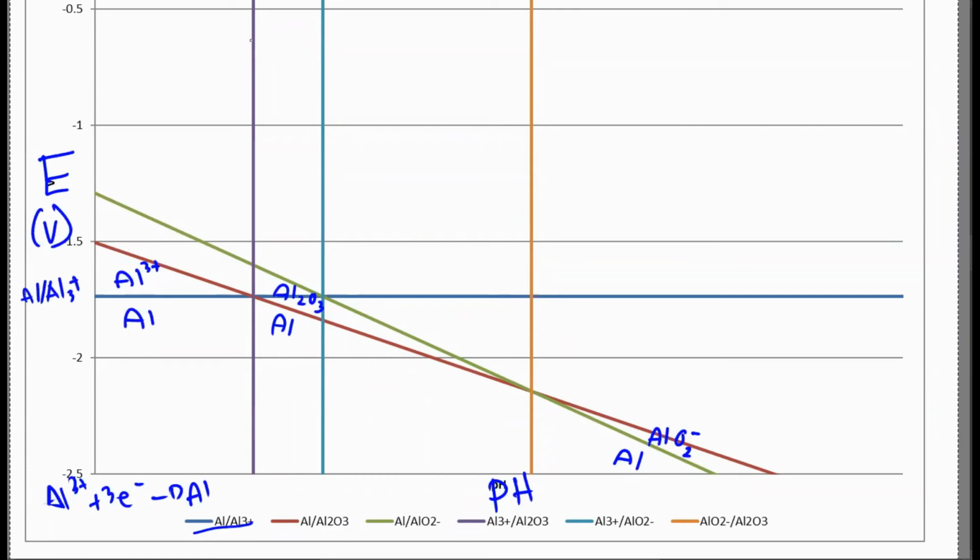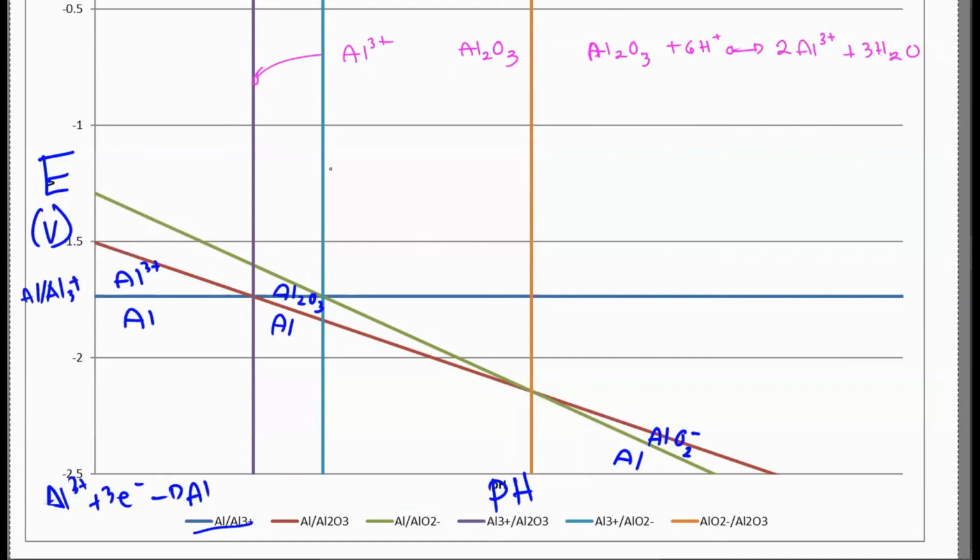Now, for the lines that are vertical, we need to look at their reactions. We will use Le Chatelier's principle. So let's look at this line here. This line is from Al3+ to, sorry, Al2O3. So in our expression for this reaction, we have Al2O3 plus 6H+ to form 2Al3+ plus 3H2O.